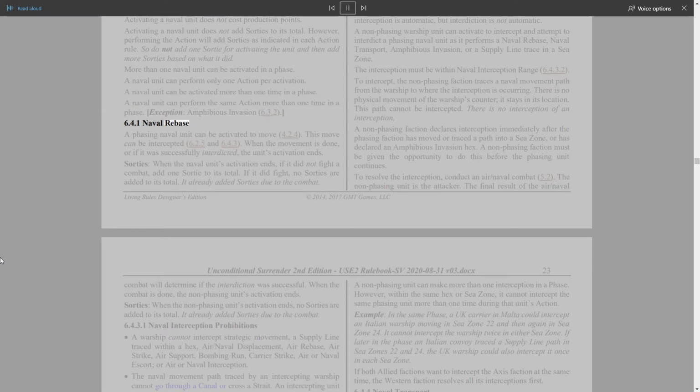6.4.1 Naval Rebase. A phasing naval unit can be activated to move 4.2.4. This move can be intercepted as 6.2.5 and 6.4.3. When the movement is done, or if it was successfully interdicted, the unit's activation ends. Sorties: when the naval unit's activation ends, if it did not fight a combat, add 1 sortie to its total. If it did fight, no sorties are added to its total. It already added sorties due to the combat.